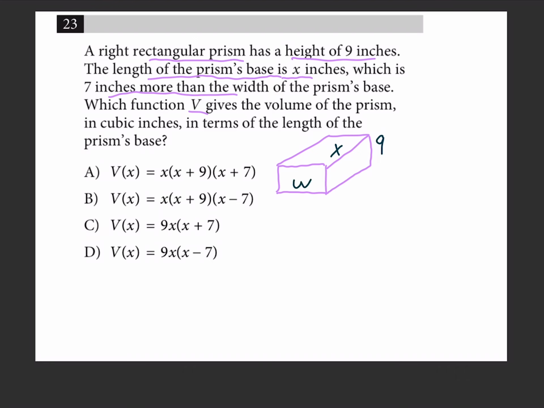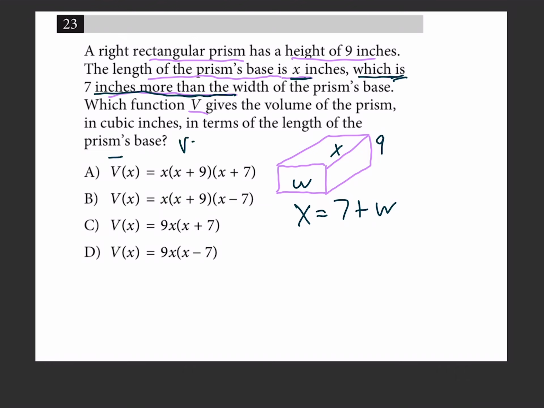Okay, so we've got information here that says that the base x, which is 7 more than the width. The length, x, is 7 more than the width. I need an expression. I take that sentence and put it into an algebraic expression. So saying x is 7 more than the width. Okay, so notice I have two variables, an x and a w, and they want the volume. Of course, they want the volume.